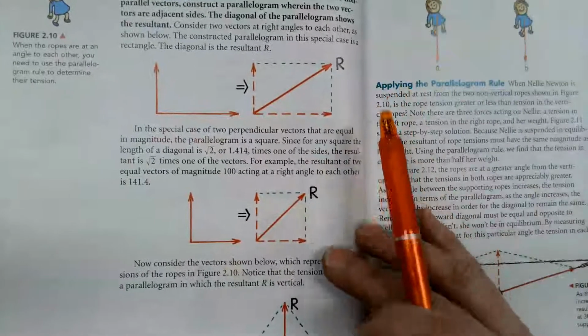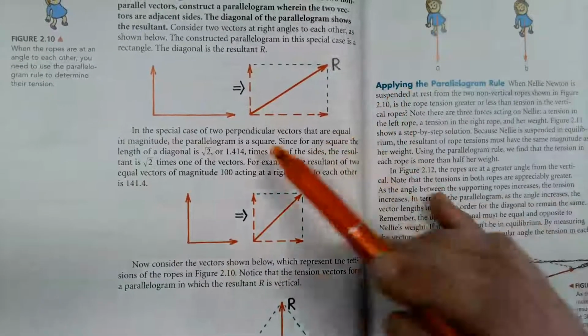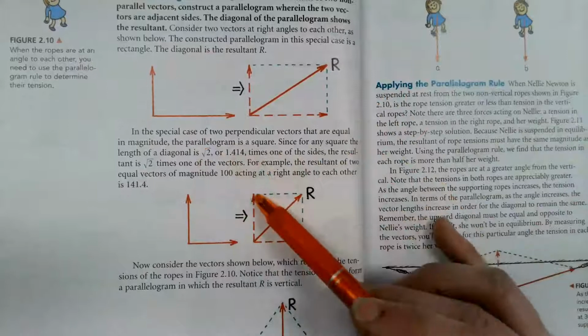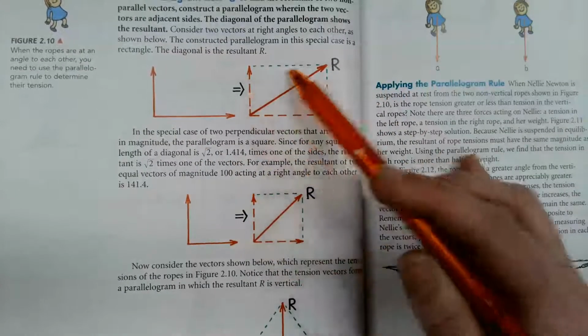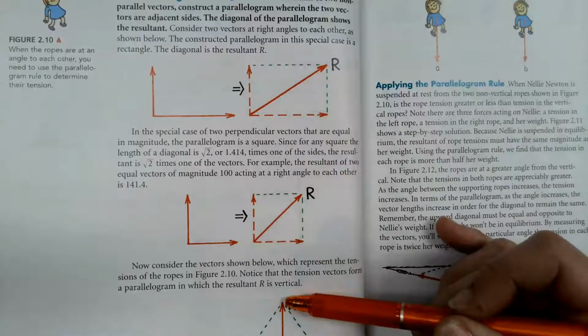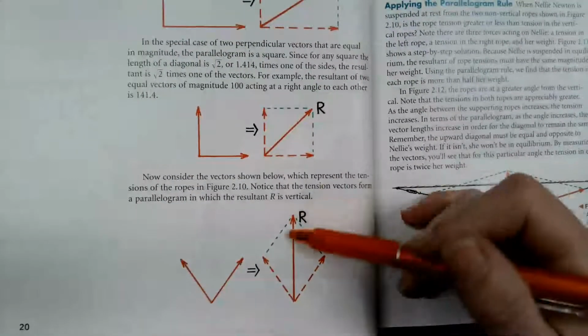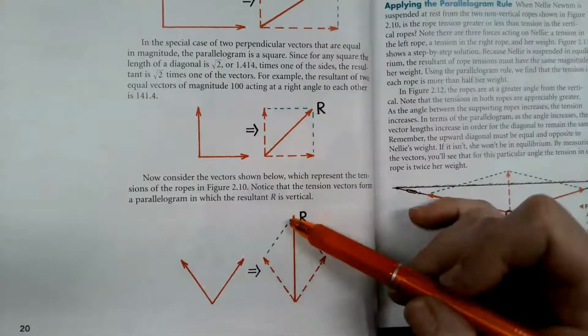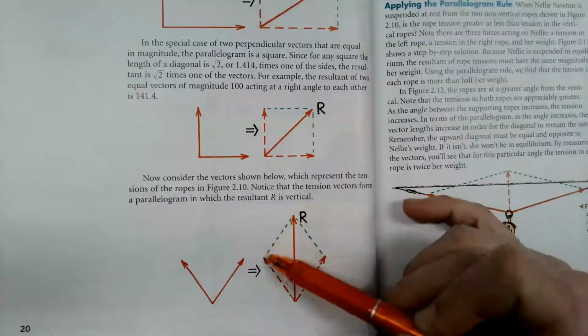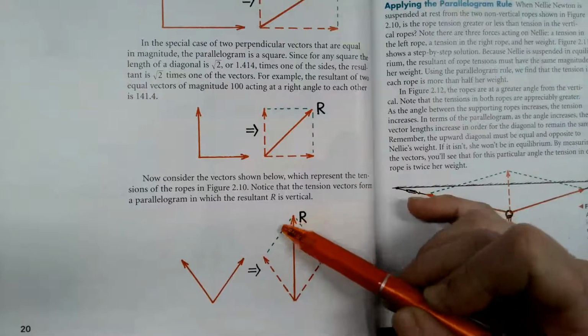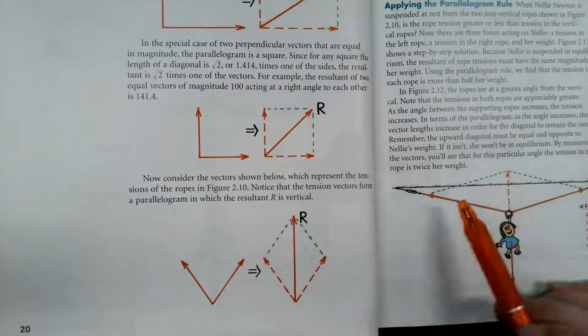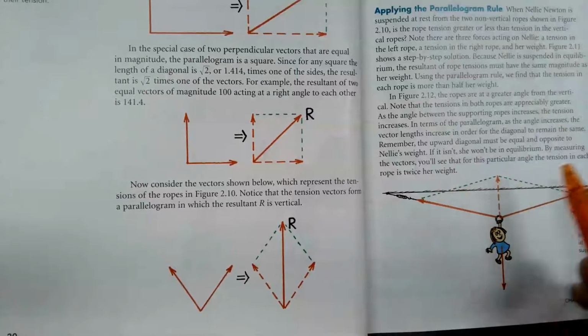In the special case of two perpendicular vectors that are equal in magnitude, the parallelogram is a square. This is a square. Then we have a rectangle. We also have these squished parallelograms, like a diamond, where there are acute or obtuse angles. This angle is not a right angle, and those are also parallelograms. Here's another example of one of those over here.